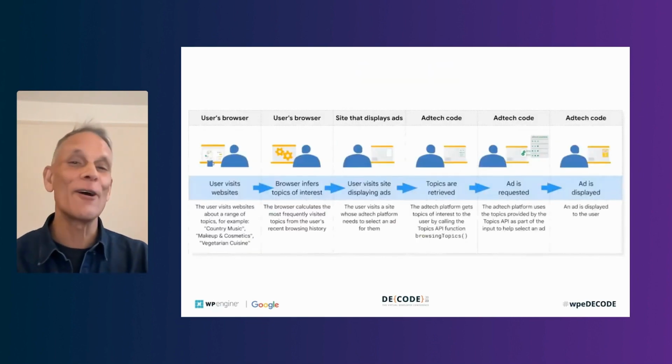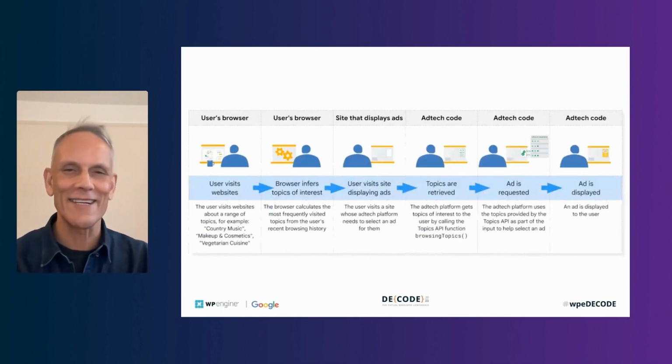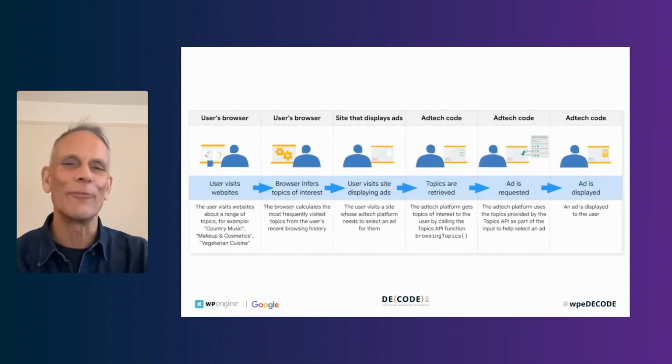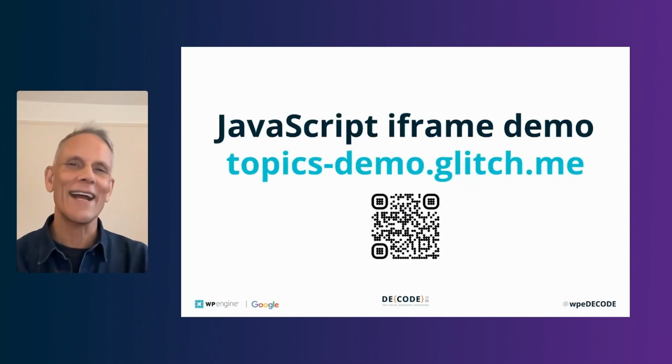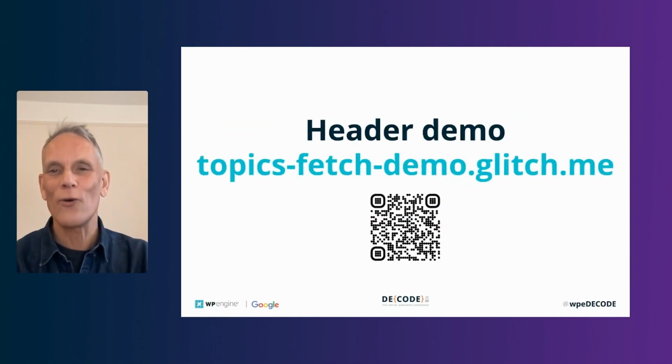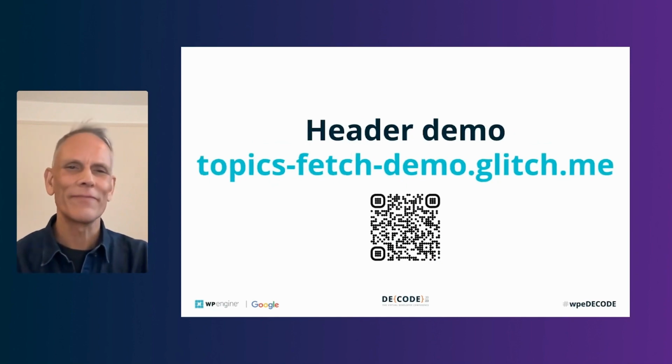I'm conscious of time, so I won't go through it now, but we will share this later so you can see how the whole process works. We'll have that for each of the APIs. You can try out a topics demo that uses the JavaScript iframe method to observe and access topics, or you can try out our demo that uses the fetch request header approach.